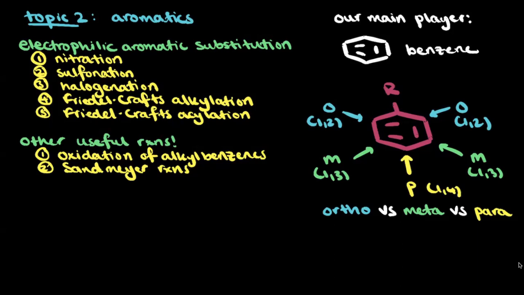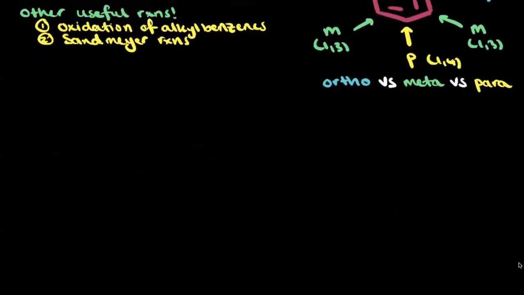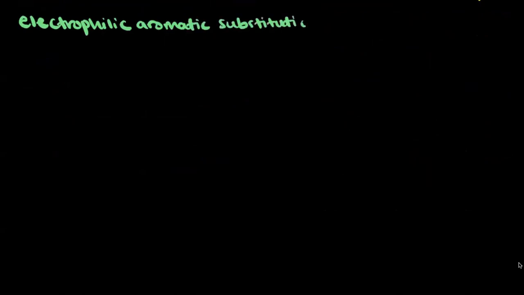And then later on in the semester, we're actually going to be revisiting aromatic reactions with different aromatic rings, such as pyridines and pyrroles. Okay. So now let's go ahead and talk a little bit about electrophilic aromatic substitution and the general mechanism for that. Now, electrophilic aromatic substitution is a lot to write. So whenever I refer to it, I'm going to abbreviate it as EAS.